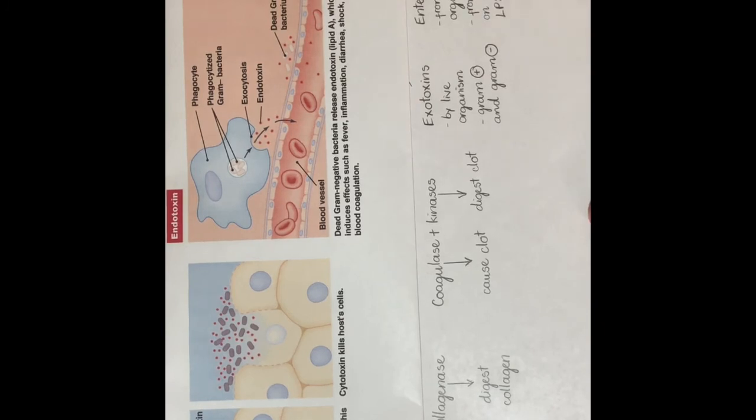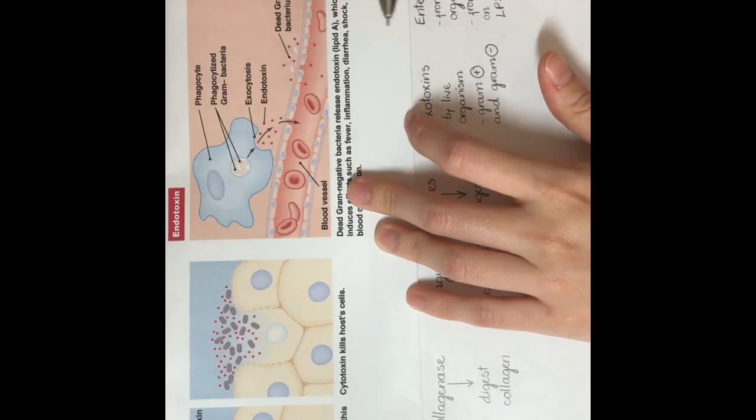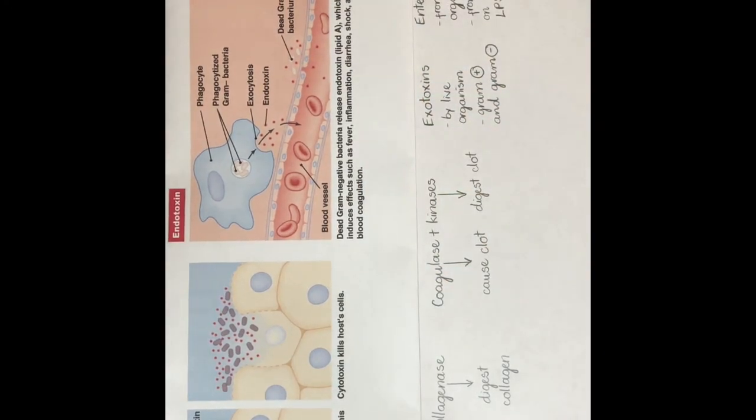Endotoxin can be released when gram-negative bacteria die or are digested by white blood cells. It comes from lipid A, in the outer membrane lipopolysaccharide, LPS. Endotoxins are dangerous because they can cause fever, diarrhea, and inflammation.